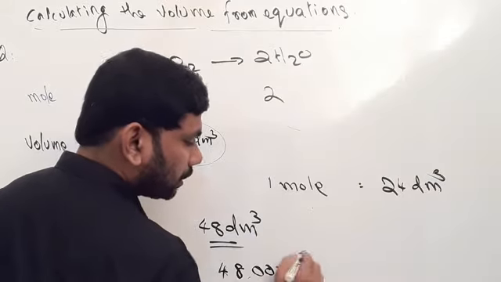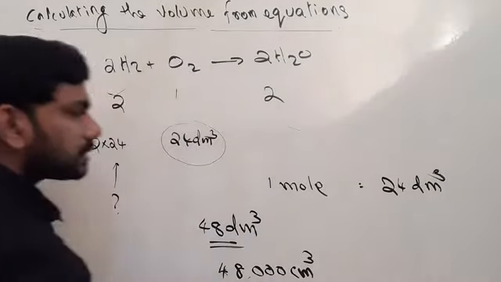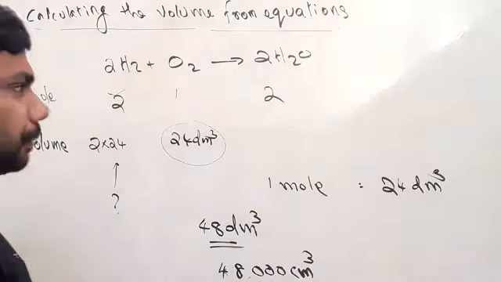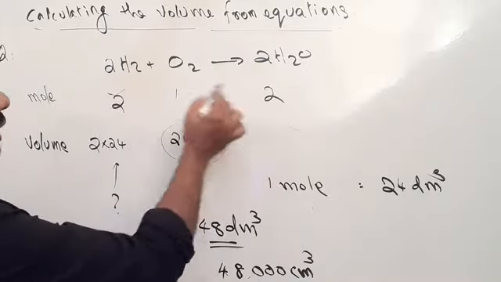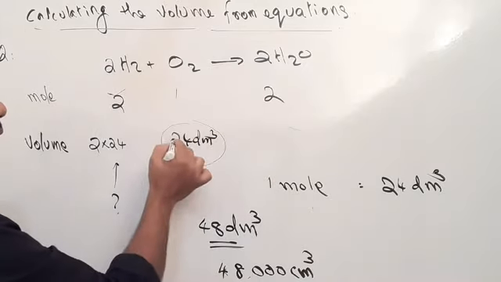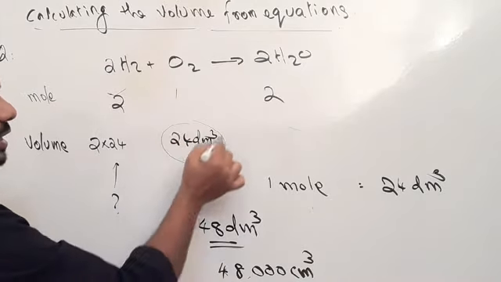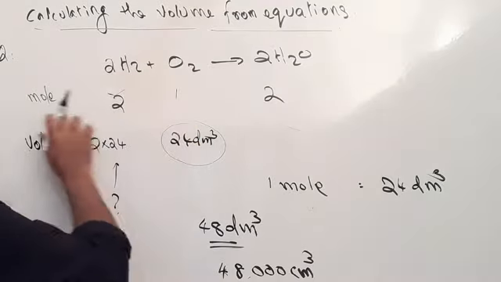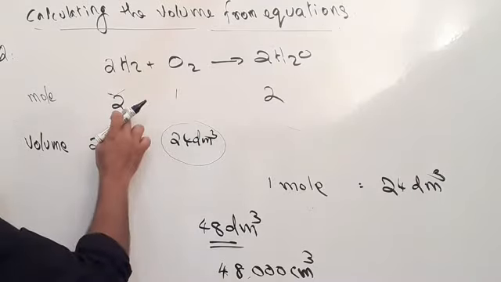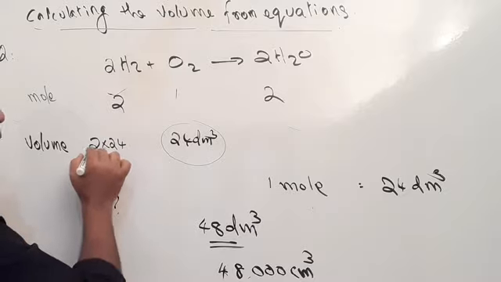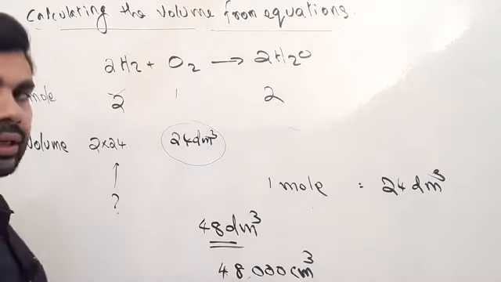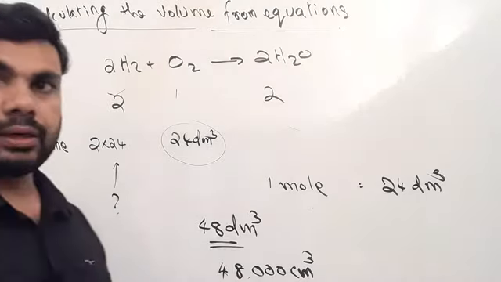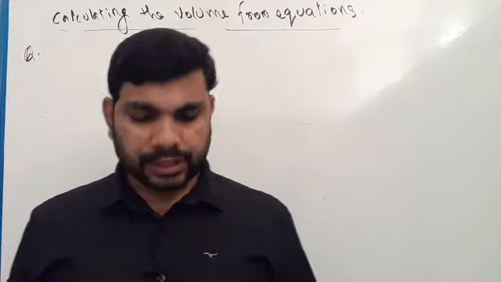48,000 centimeter cube. Okay, so this is the answer. Simply you just write the balanced equation. So this is 1. Already it is given 24 decimeter cube. From the balanced equation, the number of moles of hydrogen is 2. So here 2 times 24, so it is 48 decimeter cube. Clear?